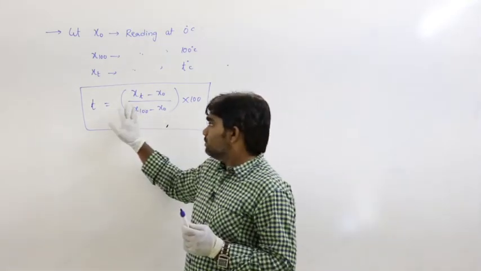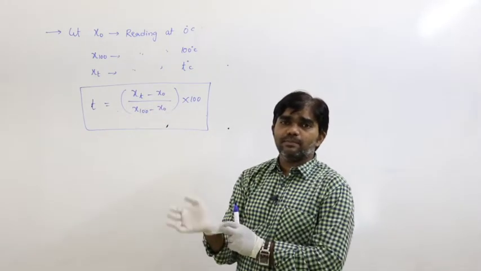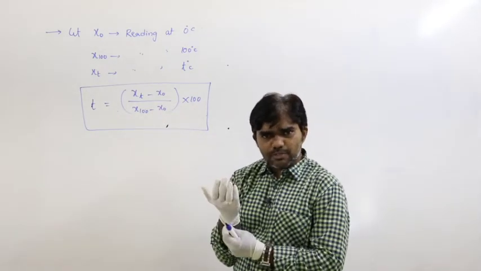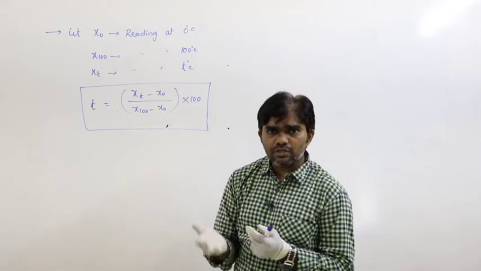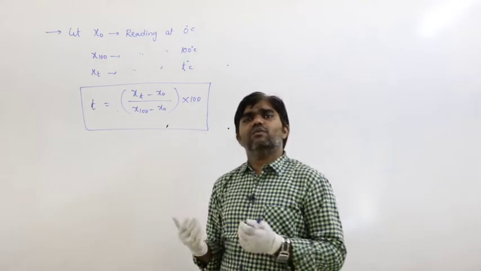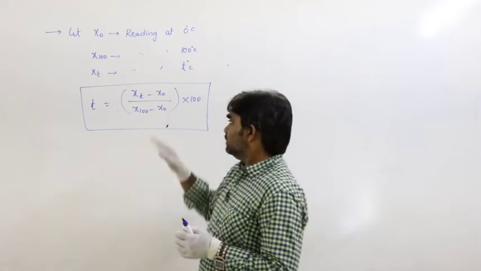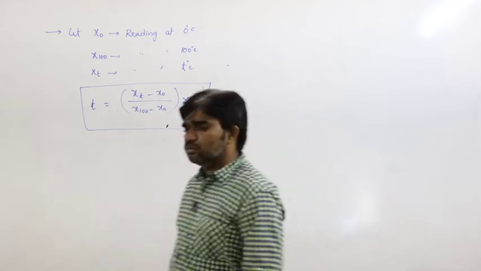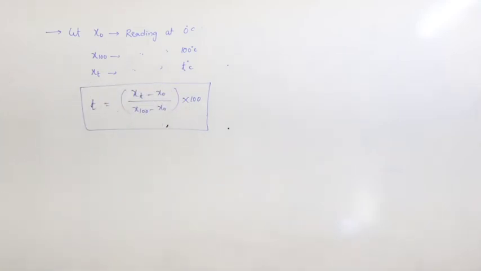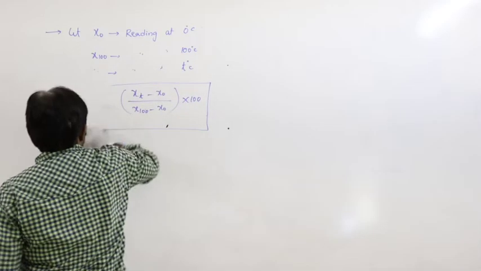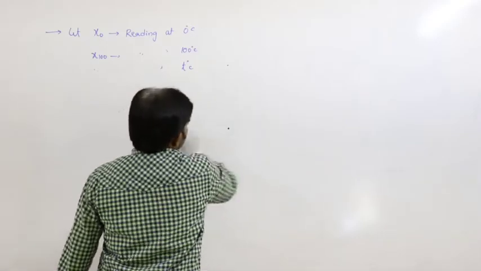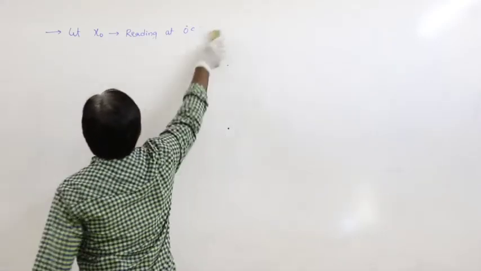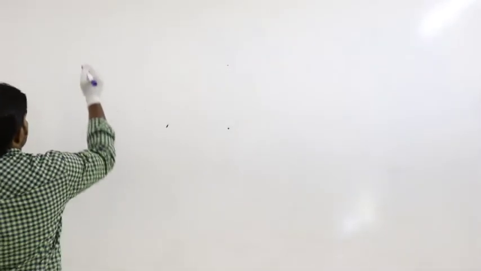So this is the basic formula. X represents some quantity: X may be liquid length or pressure or volume or resistance, whatever it is. That's why this is the general formula, xt minus x naught by x100 minus x naught into 100. Now first we can discuss liquid thermometers.